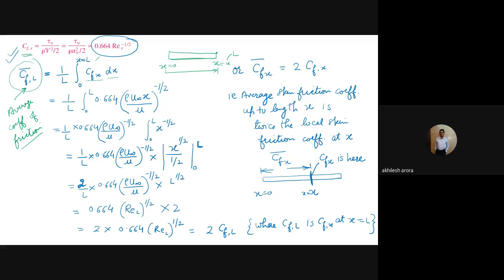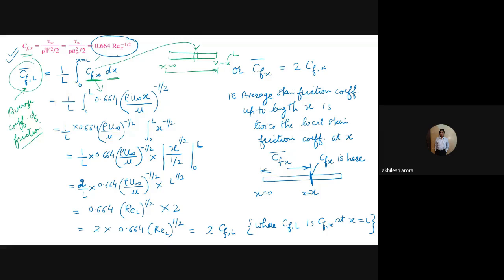So basically I have tried to calculate this value of the friction factor for the whole length. If I consider any particular small thickness where I have calculated the value of CFX, multiply it by dx, integrate it from 0 to L and then divide the total value by L, I will get the average value. So I can put this value of CFX here.